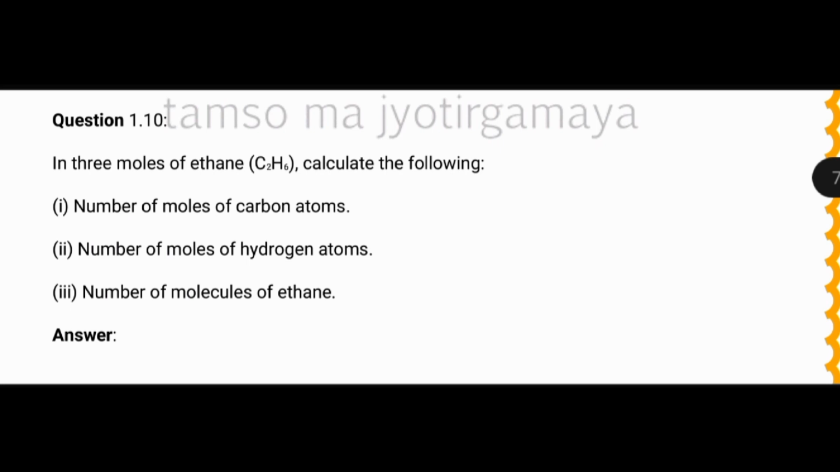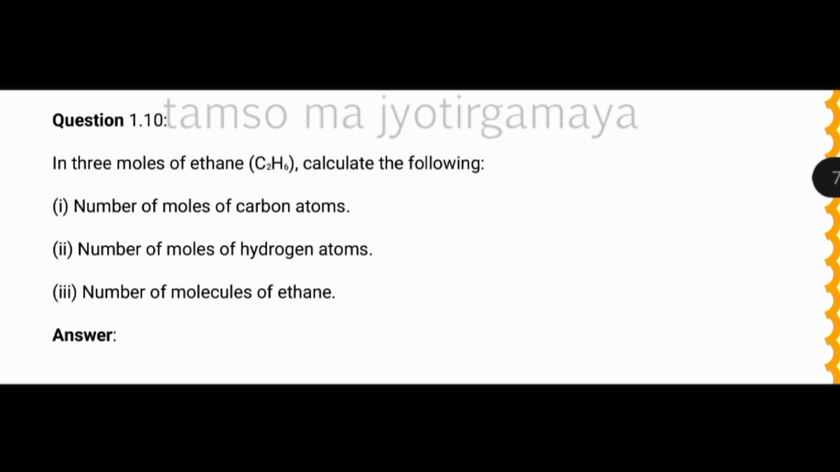In 3 moles of ethane, you have 3 moles of ethane. Now the formula of ethane is C2H6. What is the formula of ethane? C2H6. So we have the formula of ethane, and you have the 3 moles of ethane. Keep in mind that you have 3 moles of ethane.